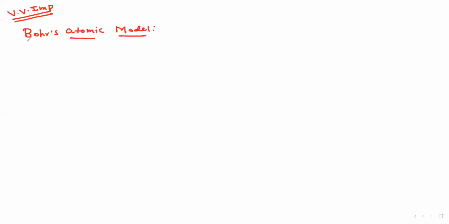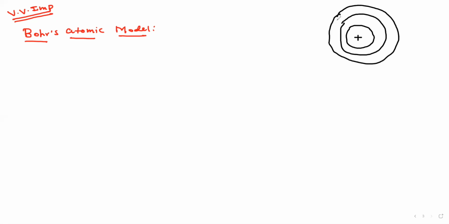Now you know very well that the atom is considered spherical. This is the nucleus. The shells are the first shell, second shell, and so on. In this shell, the n value is 1, this is n equal to 2, and n equal to 3.